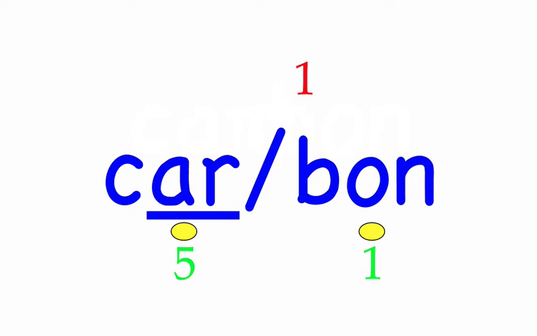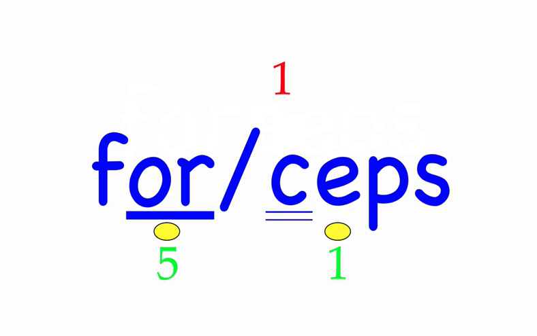Row 6, forceps. Forceps. The surgeon asked the nurse for forceps. Forceps. First syllable for, two sounds. F, or. Seps, four sounds. S, e, p, s. Forceps. Mark the word. Forceps.